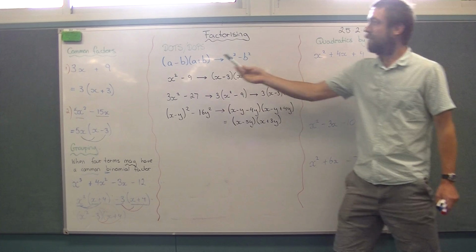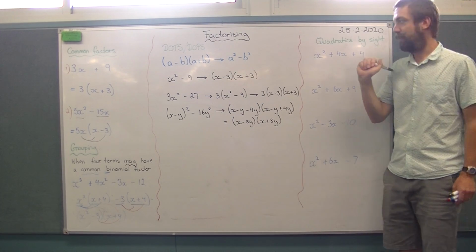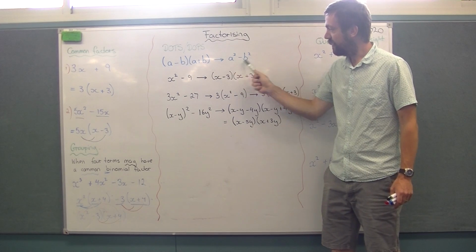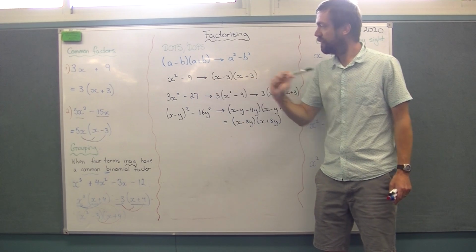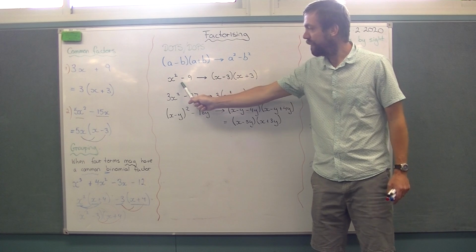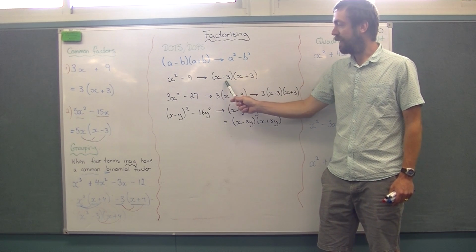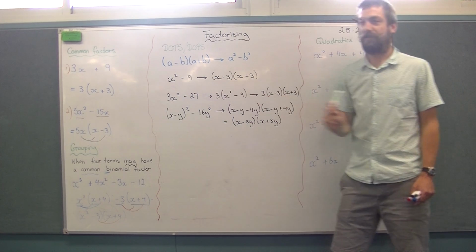Right. Difference of perfect squares, difference of 2 squares, doesn't matter which. Remember, this is the expanded form and this is the factorised form. The signs are different. So if you see something that looks like this, you know straight away that all you have to do is write it like that. Signs are different, square root of that, square root of that. Job done.